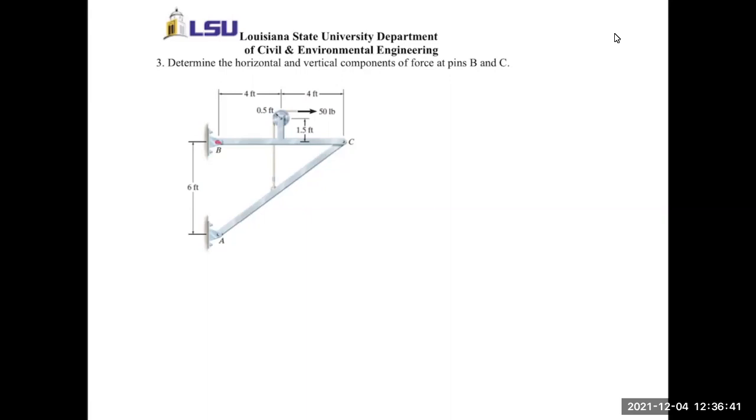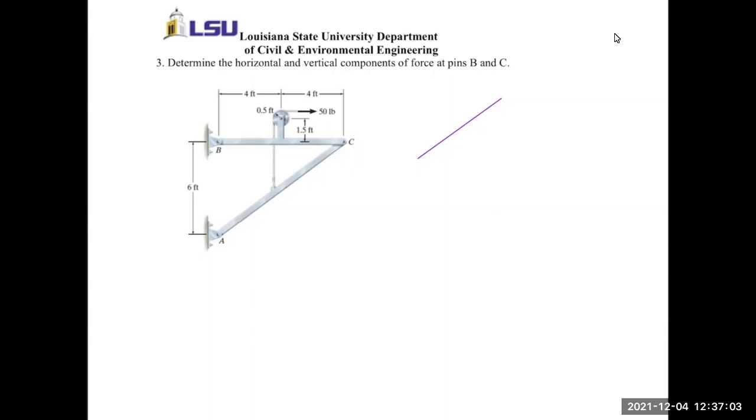we can break down this whole structure into segment BC and segment AC, okay? Because there's a hinge right there. So we can break it down. So first, let's consider AC. Let me draw a free body diagram for AC first. So like I said, you can assume any direction of where those reaction forces are going at the beginning.